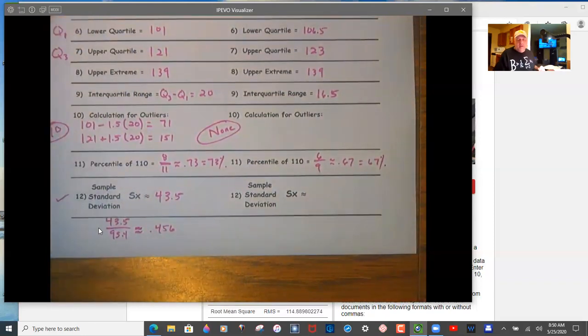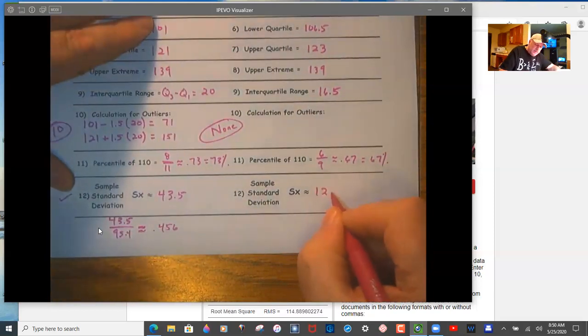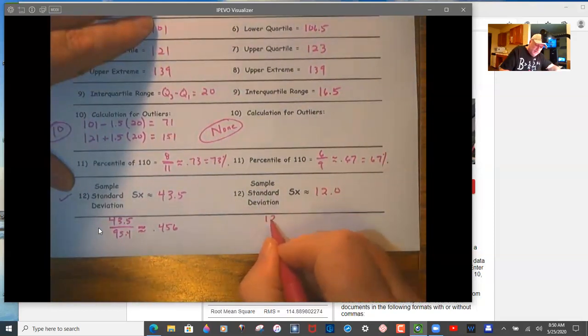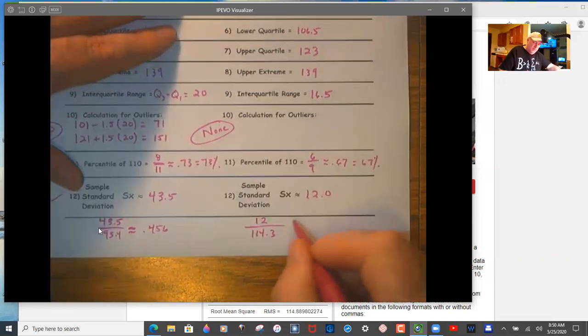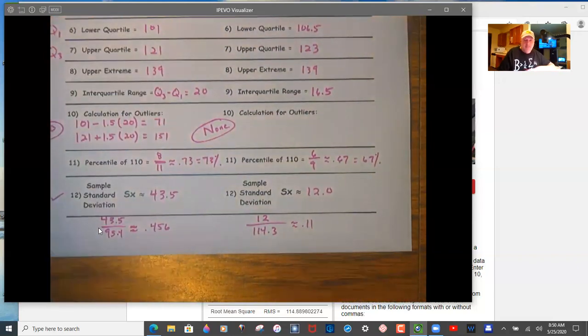So by getting rid of the two low ends, you're going to drop in percentile because you got rid of a score that was worse than you. Standard deviation is 12. Now that's more like it. So 12 out of 114.3 is going to be a little bit over 10%, but this is much better. So 11% compared to 45.6%.